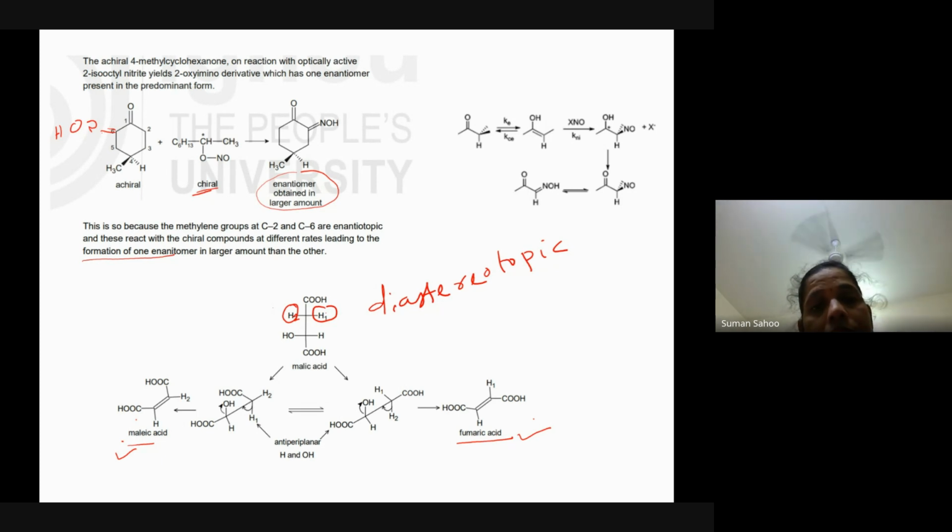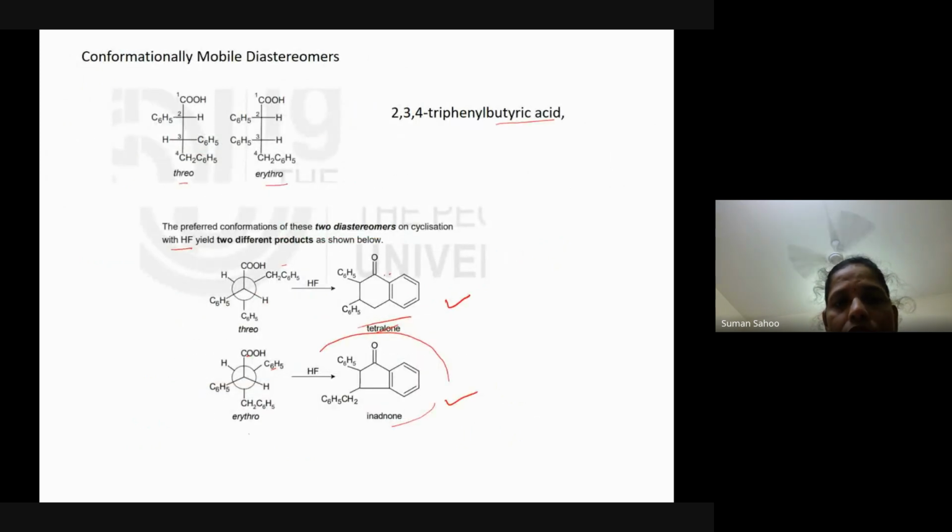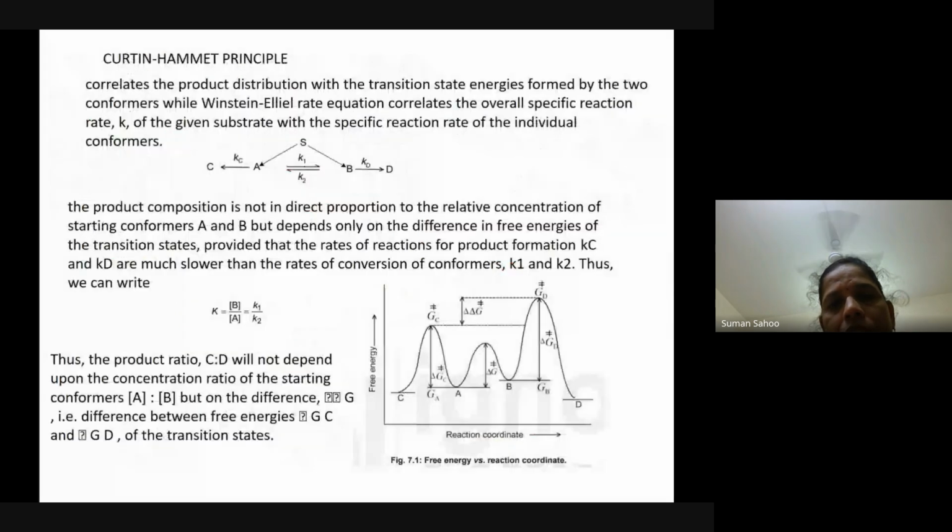So you can have different types of conformations or conformers in your reaction mixture, and you can get different types of products depending on your conformers. So the product formation depends on what? Which product will be formed? That mostly depends on your reaction rate. So that belongs to your Curtin-Hammett principle. In the Curtin-Hammett principle, it correlates the product distribution with the transition state energies formed by the two conformers.